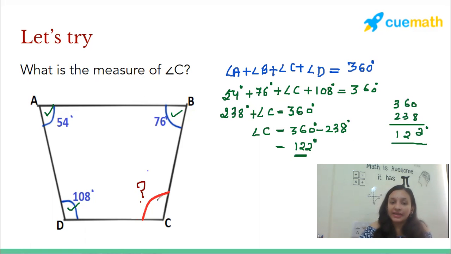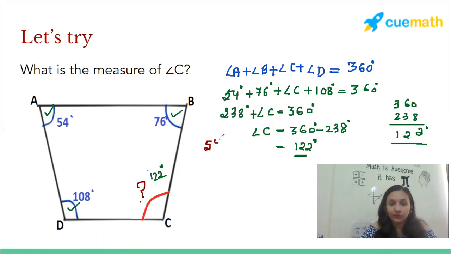So the measure of angle C is 122 degrees. Now, if you were to proof check, if you were to check whether the answer that you have gotten is right or not, how will you do it? It's very easy once again. All you need to do is take all the 4 angles and add them up.